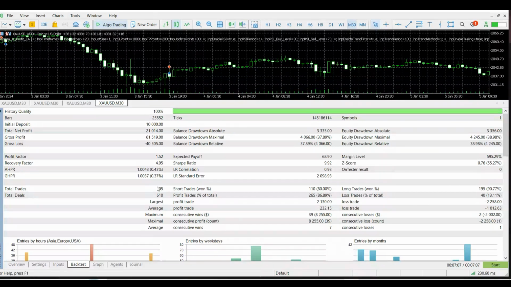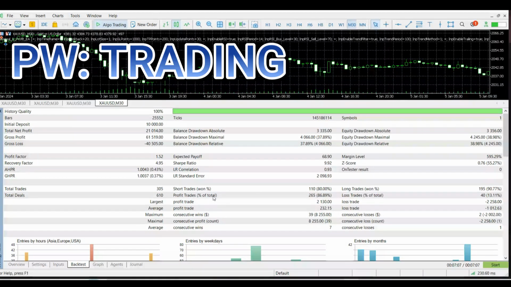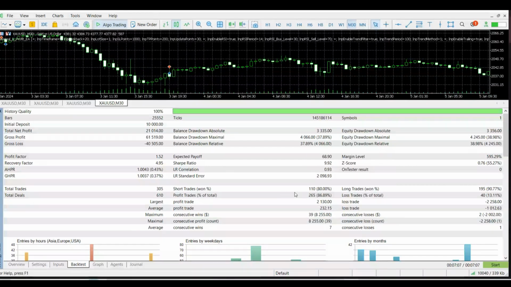Now, let's talk about accuracy. Out of 305 total trades taken by the Reverse and Profit EA, 265 of them were winners. That is an overall win rate of 86.89%. Interestingly, the algorithm is highly effective in both directions. It boasts an 80% win rate on short trades and an incredible 90.77% win rate on long trades. It also hit a streak of 39 consecutive wins. This system is designed to catch the market turning points, and these numbers prove it's finding those entries with surgical precision.